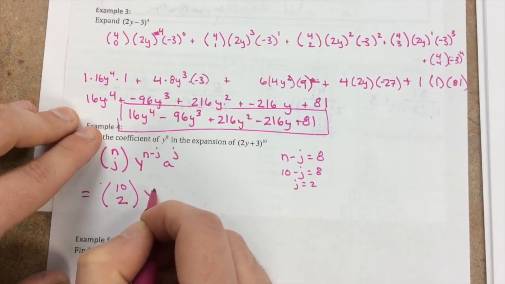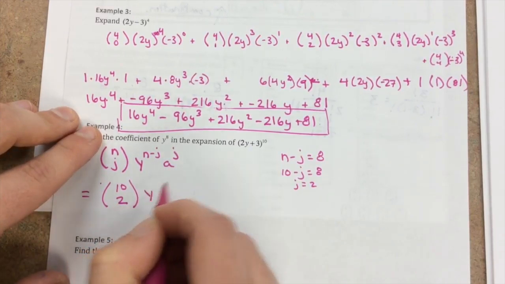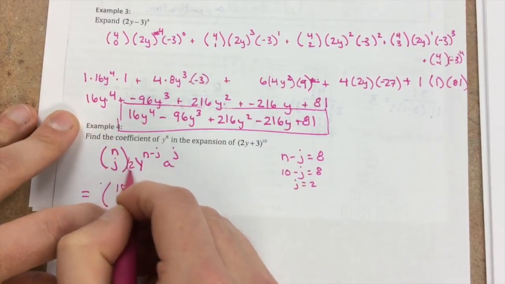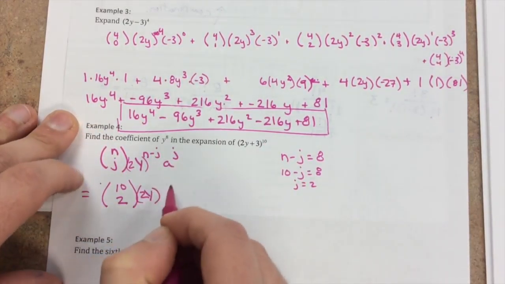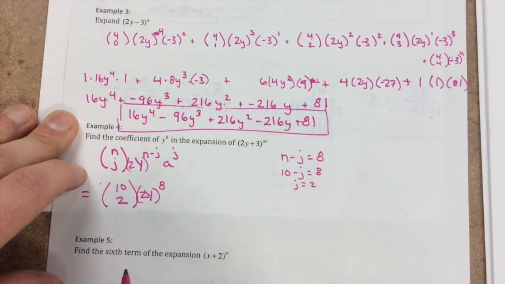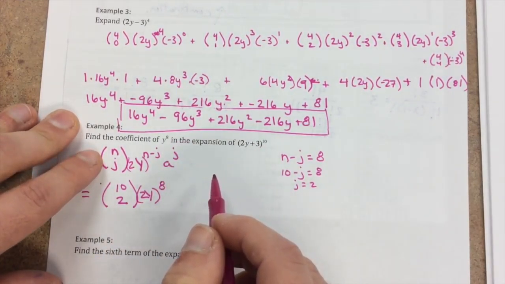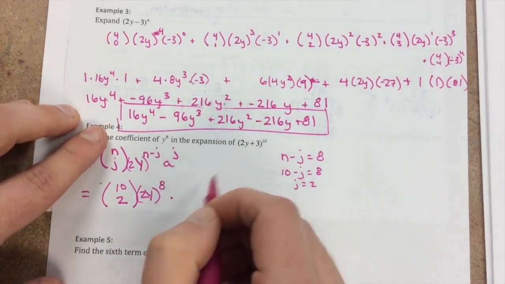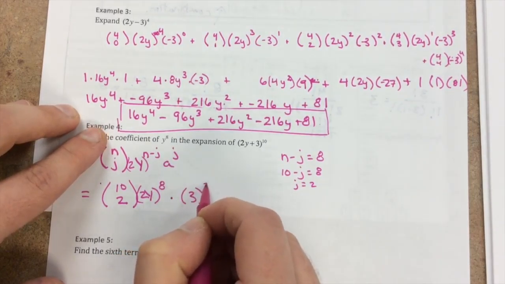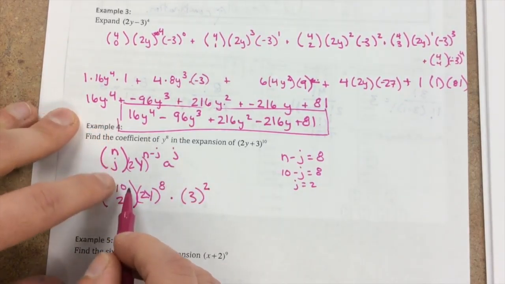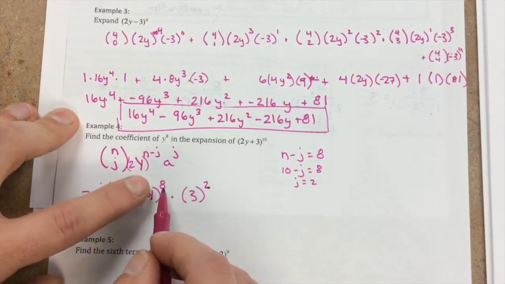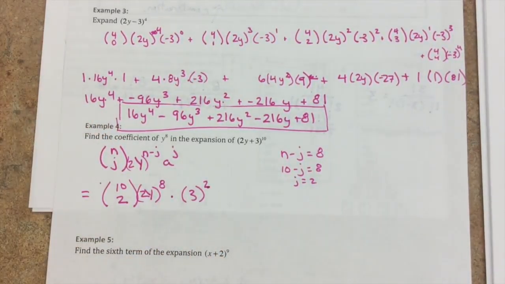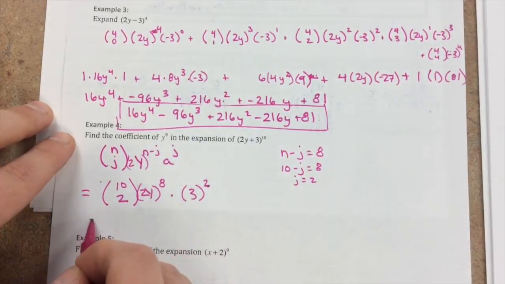So this would be y. In this case, this is our 2y. So we'd have 2y to the 8th, because the 2 goes along with it. And we're trying to find the coefficient. And this would be times our 3 to the 2nd. There's our n, here's our j, here's our n minus j. They all go up to 10. So 10 choose 2.